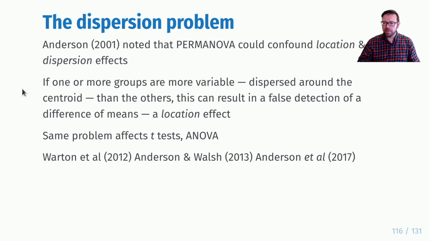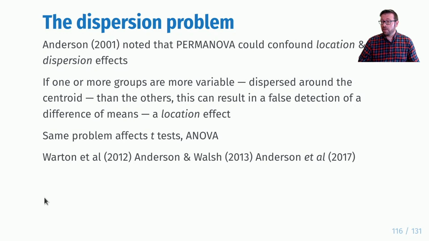And so there's several papers here. David Warton drew some attention to this a few years ago, and colleagues, with their paper in Methods in Ecology and Evolution. And then Marti Anderson and her colleague, and then there's a more recent paper on this problem. We've actually looked at what's going on when you do have differences of dispersion.